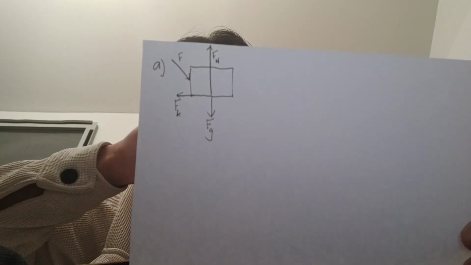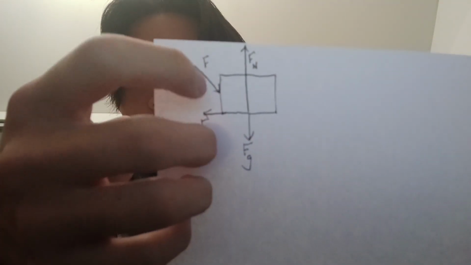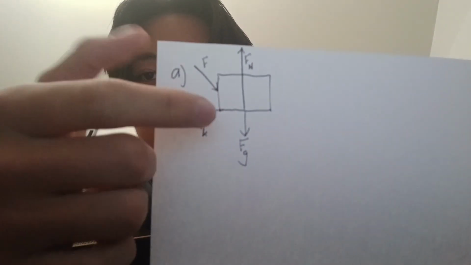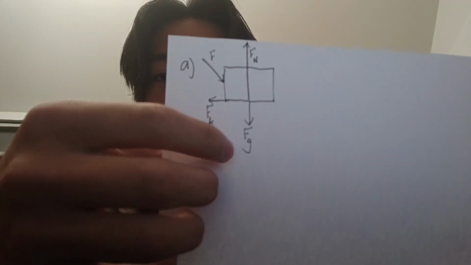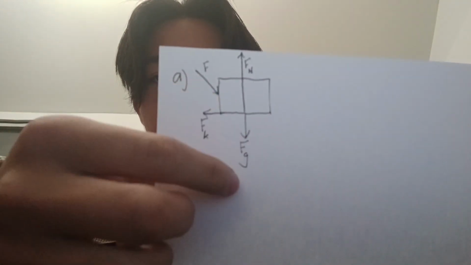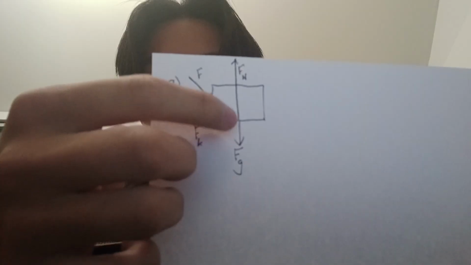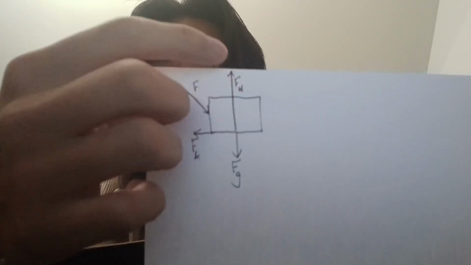This is the free body diagram. This is the applied force. This is the frictional force acting against the block sliding. This is the gravitational force pulling the block down into the ground, and this is the normal force from the ground pushing the block up.